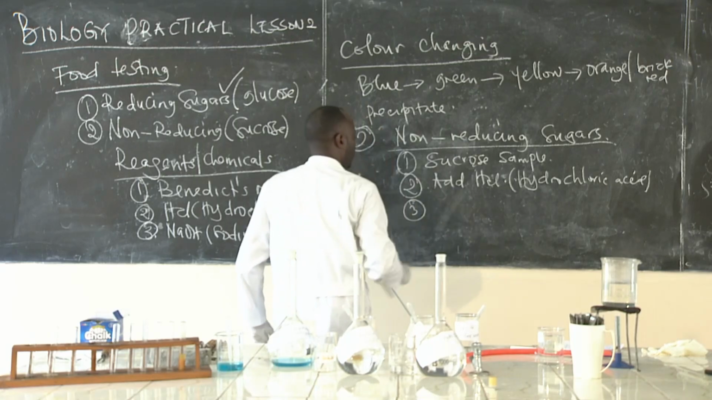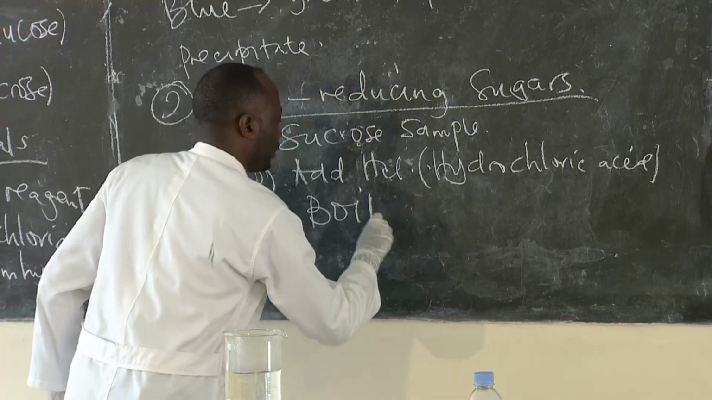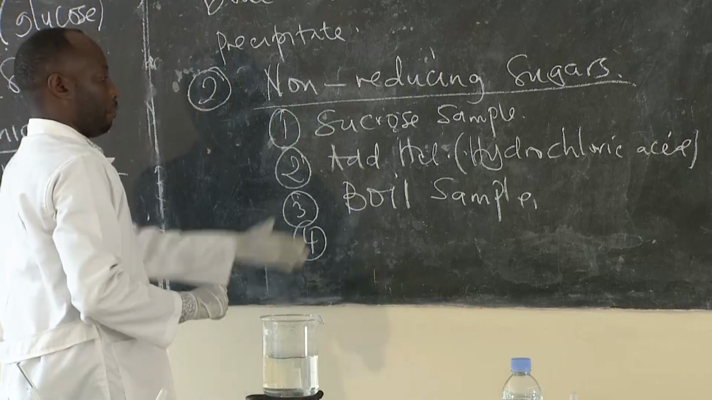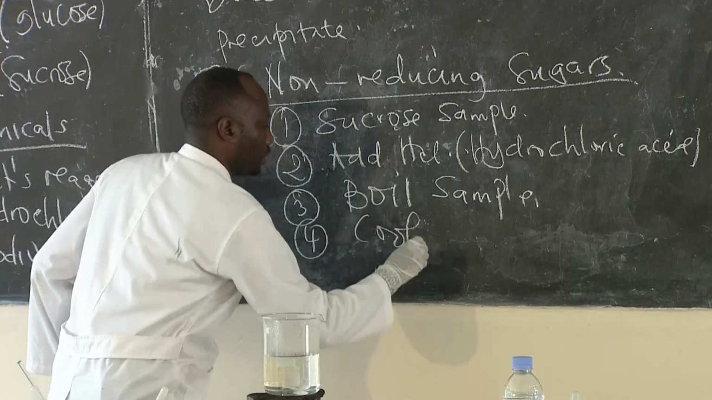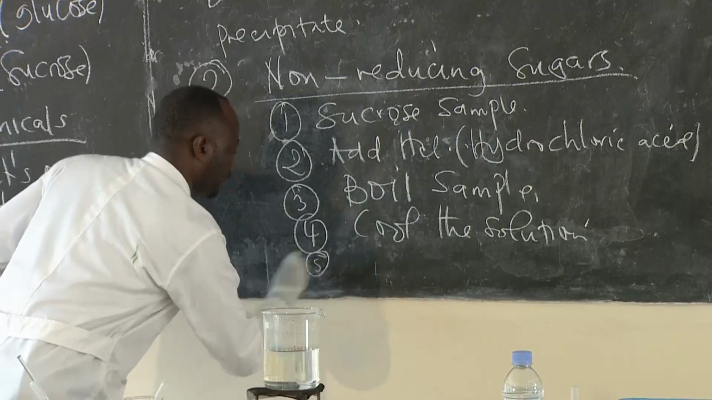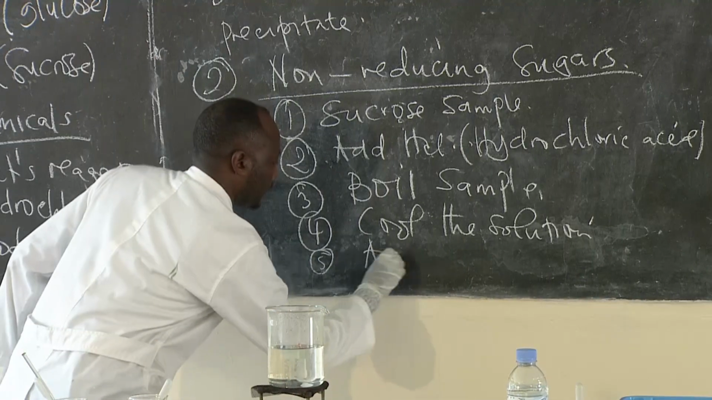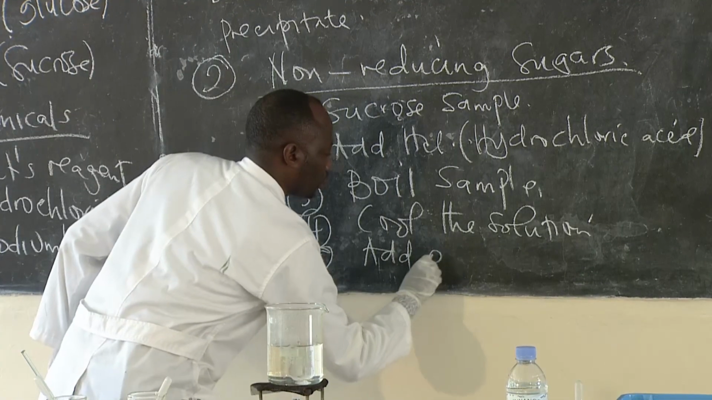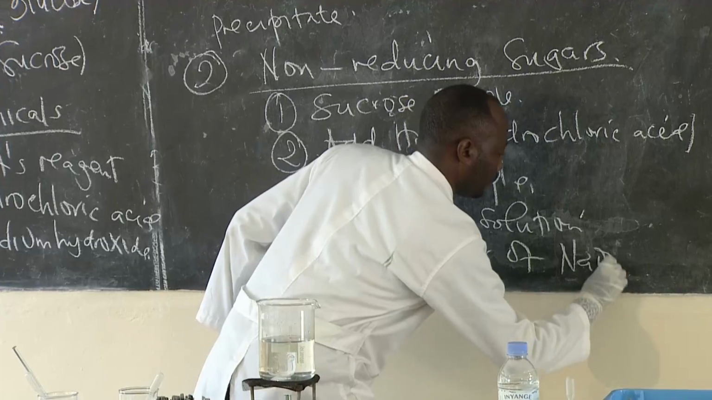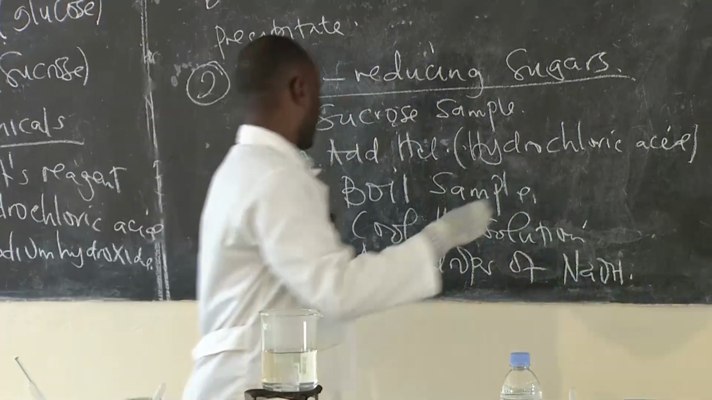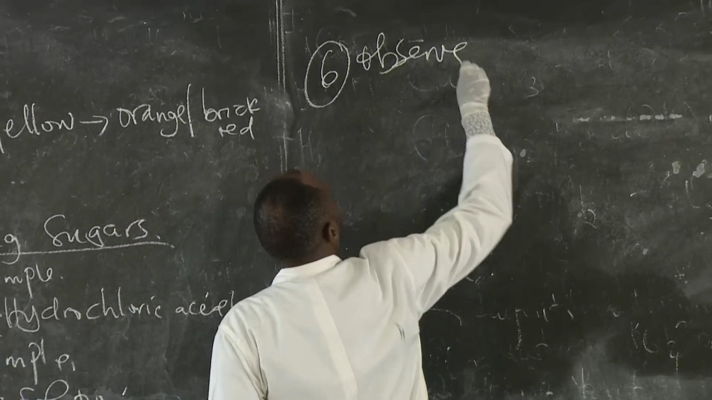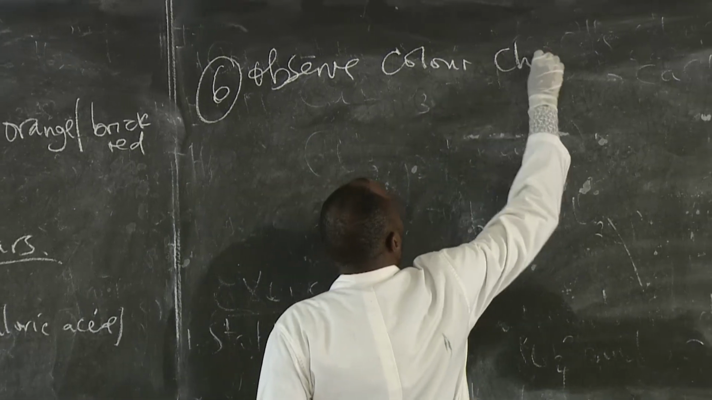Number 3, you boil the sample. Then number 4, after boiling, you cool the solution. After cooling, we go to number 5: you add drops of sodium hydroxide. Now, number 6, you observe the color changing.